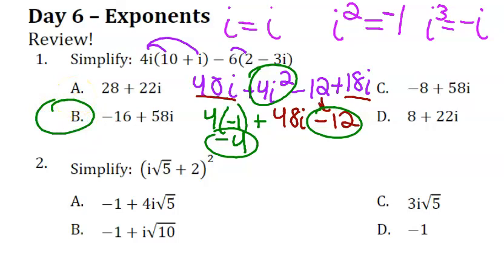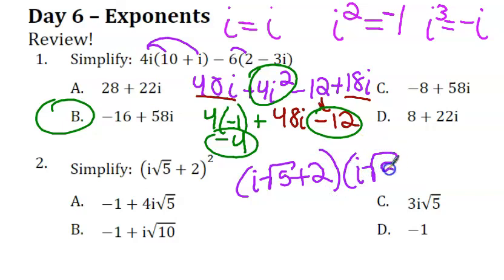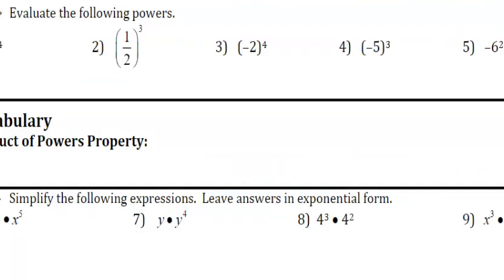Okay, for number 2, what the squared means is that I have 2 of them. So you'll either FOIL or you can use the box method if you prefer that. Multiply these together, combine like terms, and see what you get. Pause the video and check back. So I got A, number 2A. All right, now let's go on to some review of powers.